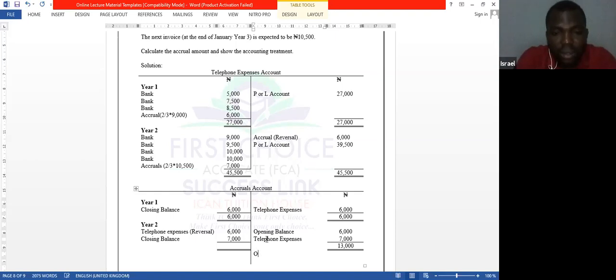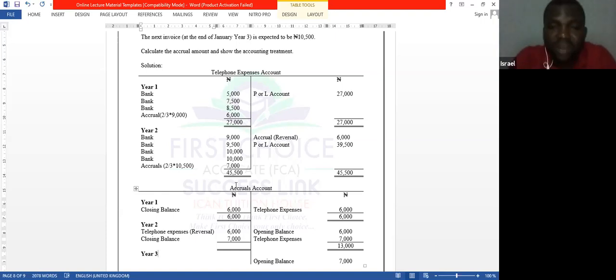Our opening balance in year three will now be 7,000. So that's year three. It goes on like that until we clear it and we are no longer owing any amount of money.